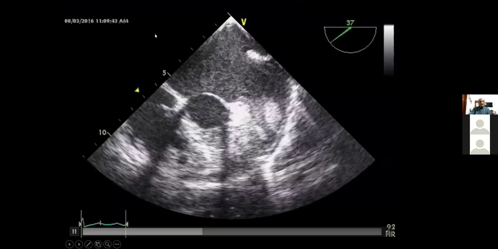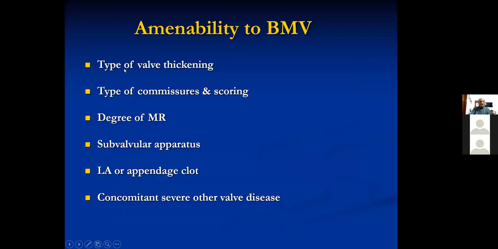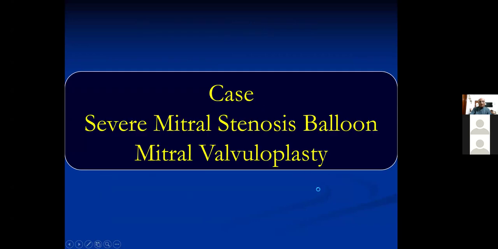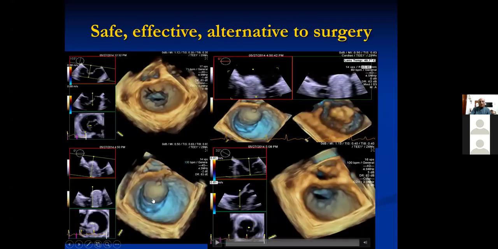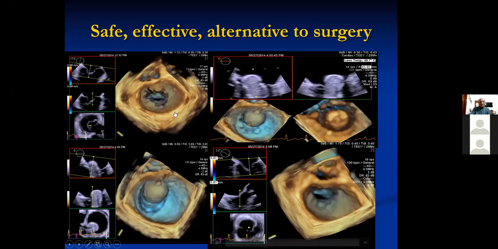So when you report, you have to give everything: whether the valve is suitable for balloon dilatation or not, by thickening, commissures, MR, and all these factors also. And you can see nowadays it is a good thing. All these things can be seen in this.